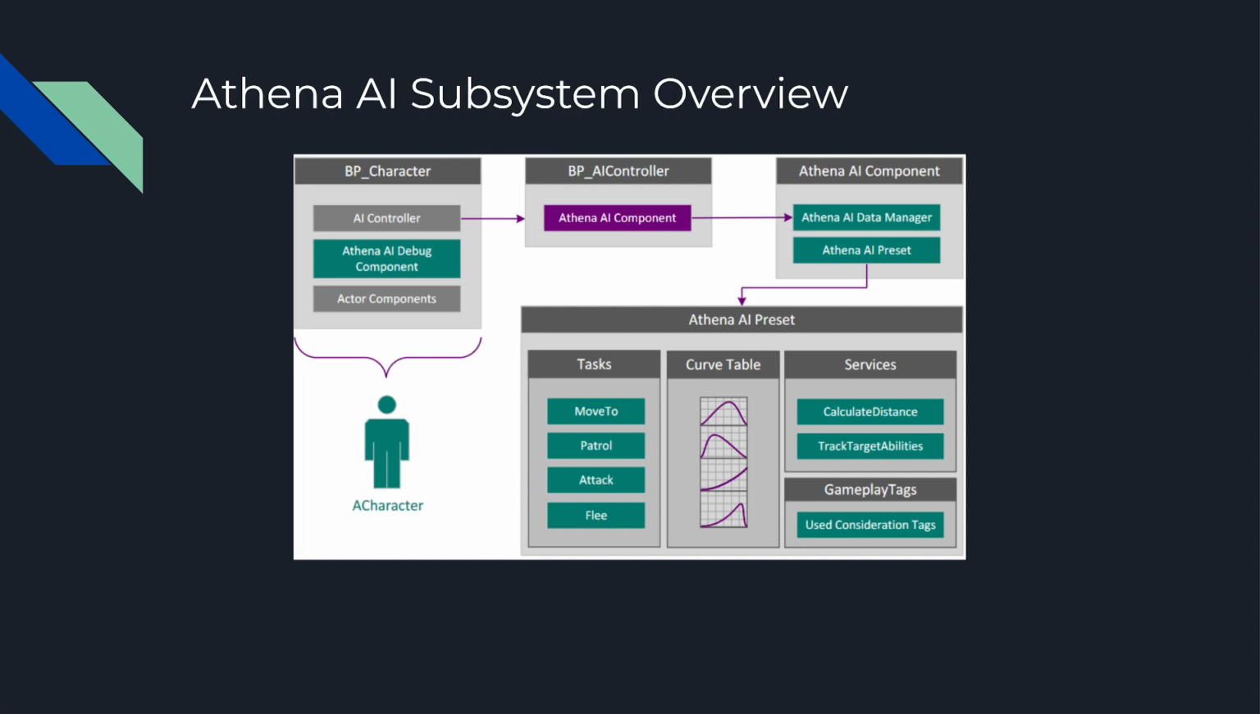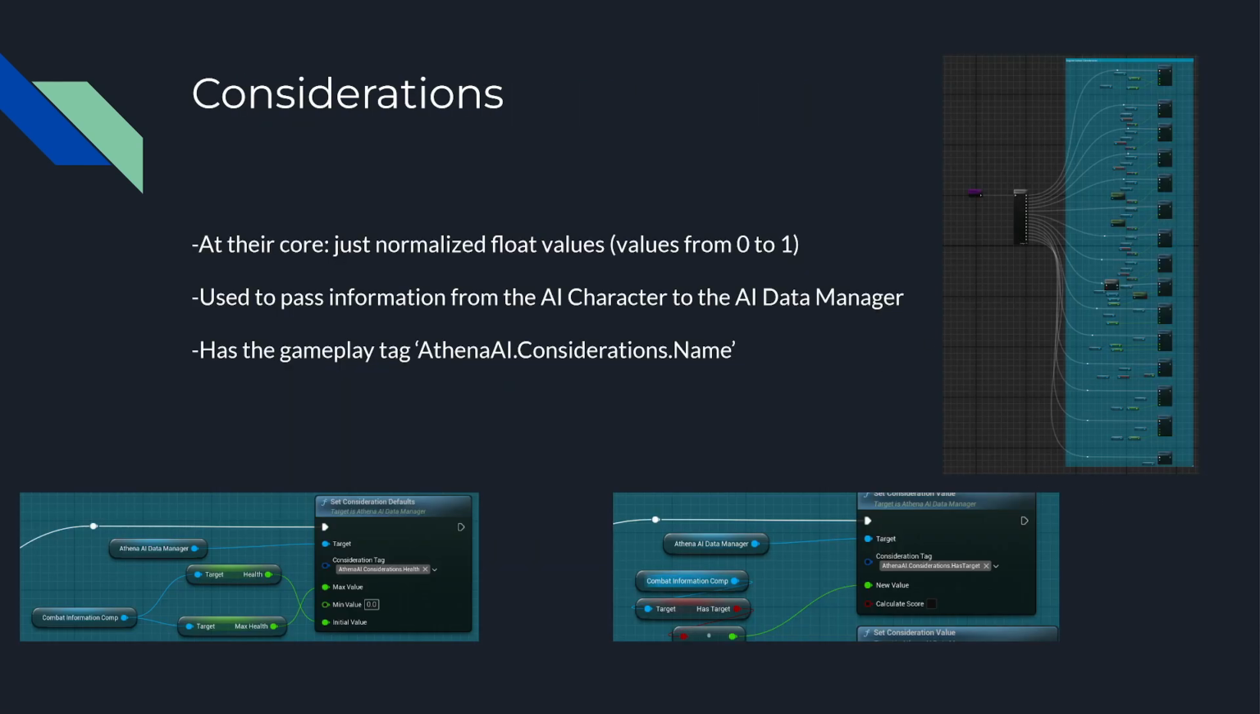Now, let's talk about what each of those things are. We'll do a higher level overview in this video, and then in the next, I'll start my series on doing actual technical deep dives. Up first, considerations. At their core, considerations are quite literally just normalized float values. Considerations are your way of passing information from your AI character to the AI data manager. Inside the data preset, you'll be able to define tasks, and within each task, you'll add the relevant considerations to it. When task scoring occurs, the AI data manager will pull the normalized values from each of those considerations, multiply them all together, and then select the highest scored task.